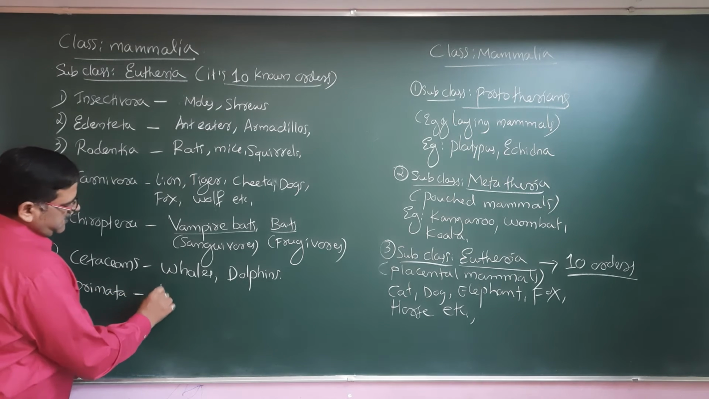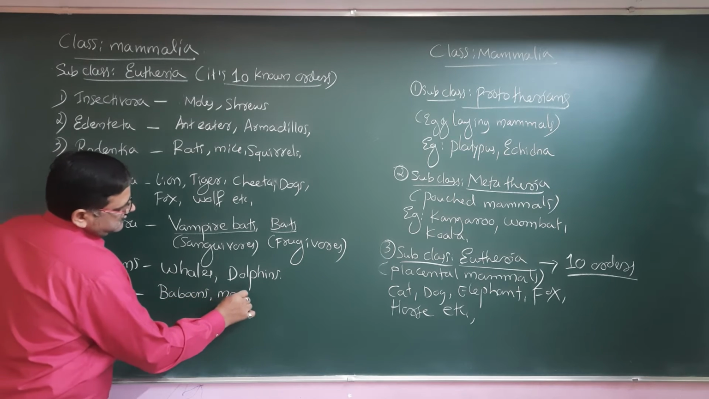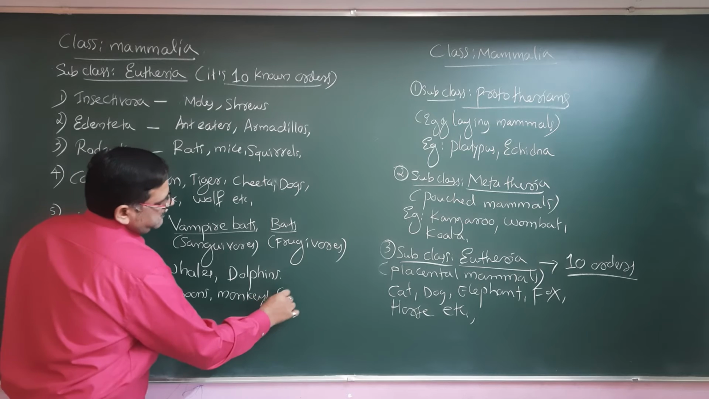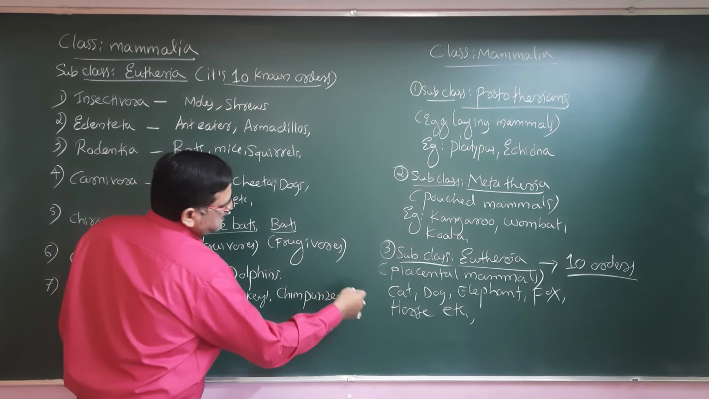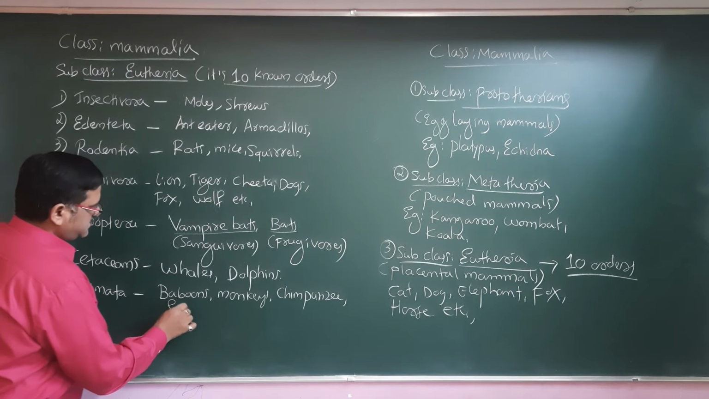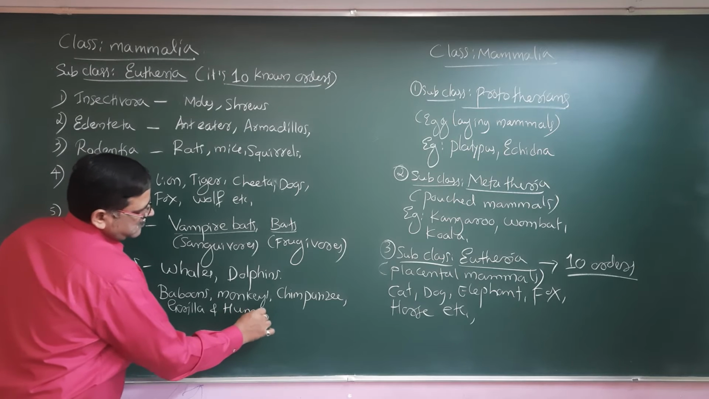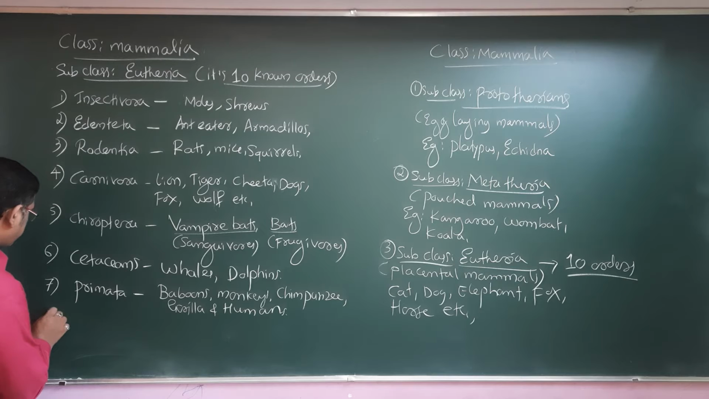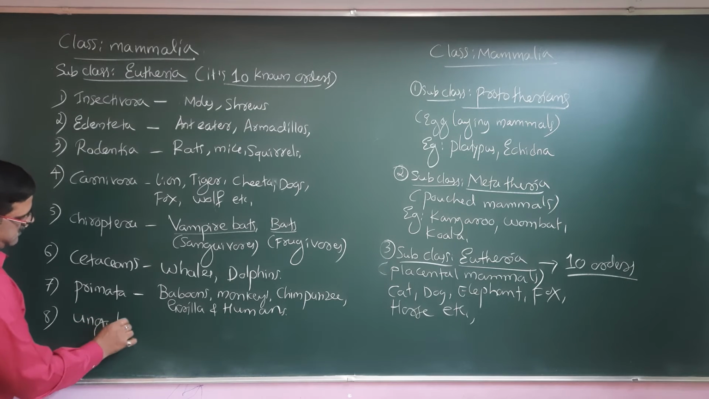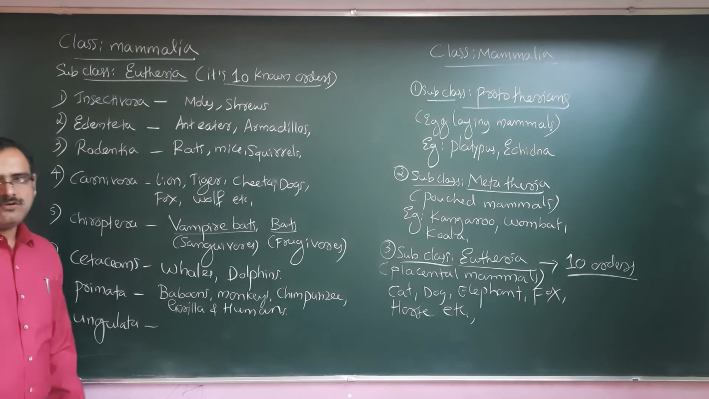mainly the baboons, monkeys, chimpanzees, and then gorillas and humans. These are Primata. Number 8, Ungulata. Ungulata means their digits are modified into hooves.